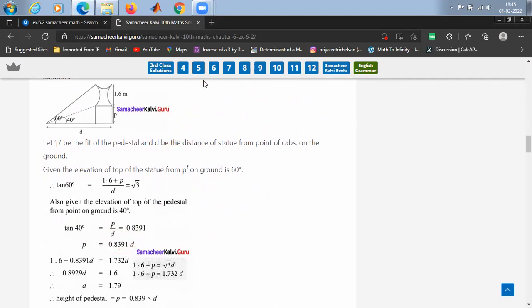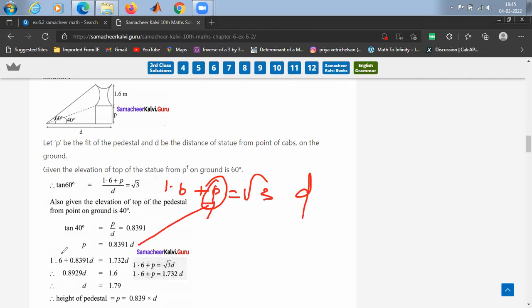Okay. So they are substituting the value of P here. So it will be 1.6 plus 0.8391 into D equal to what? Root 3 into D, isn't it? They gave you the value of root 3 also, which is 1.732. So it's 1.6 plus P equal to root 3 into D. Just substitute the value of P here. You will get the expression like this. So from this, you can simplify this.